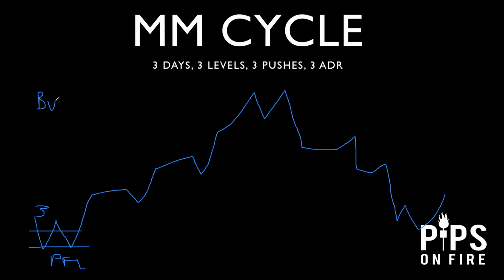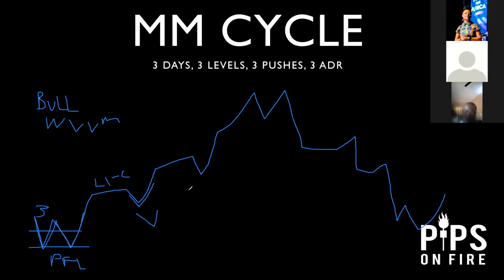Remember, this is your bull cycle. So the bull is WVVM. So here's your W. Okay, we expect consolidation, level 1 consolidation. We expect the pullback. We get our first V. Okay, we expect the consolidation here. This is usually, level 2 is usually your 50 and 13 cross, okay? And here's your second V, right? And then we're off to level 3, okay?